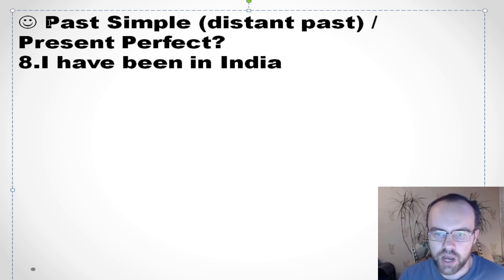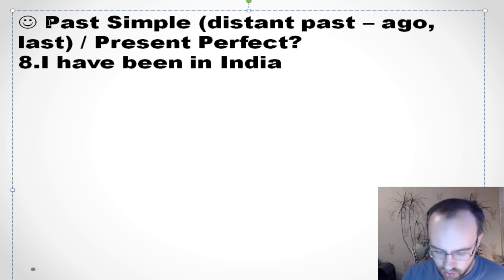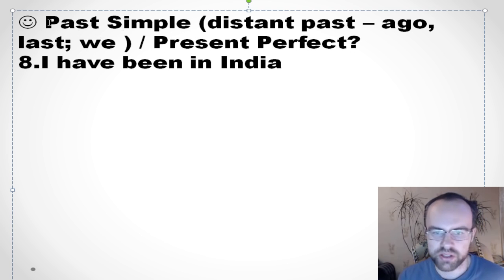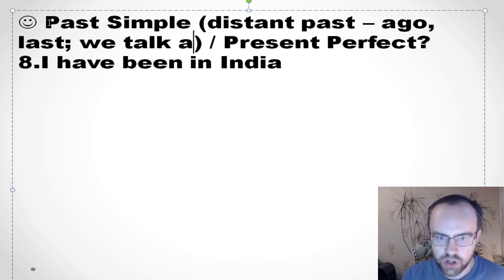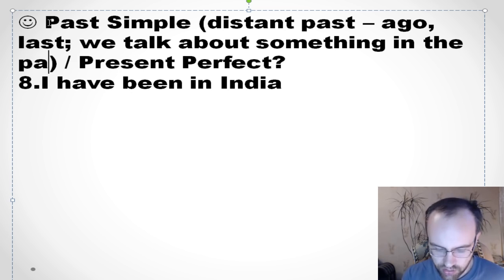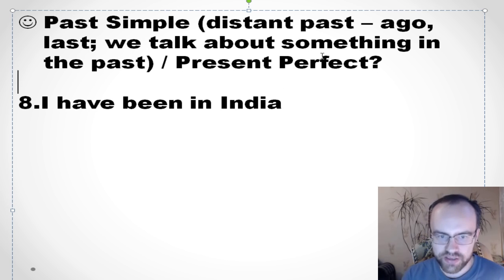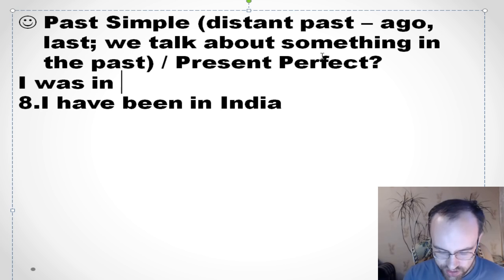last year, I was in India 2 years ago, and we often use it with ago, last, or when we talk about something in the past. So we can use past simple. I was in India, it was a great trip, or something like that.